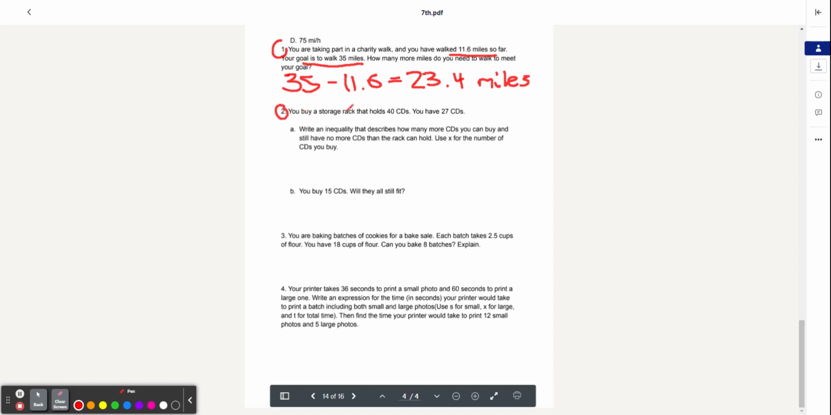2. You buy a storage rack that holds 40 CDs. You have 27 CDs. Write an inequality that describes how many more CDs you can buy and still have no more CDs than the rack can hold. Use X for the number of CDs you can buy. So since we can't have more than 40, when we add X to 27, this number should not be greater than 40. So we're going to make it less than or equal to 40.